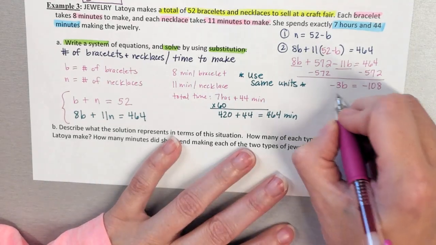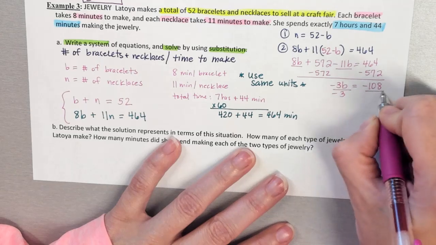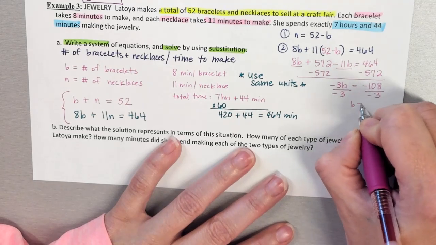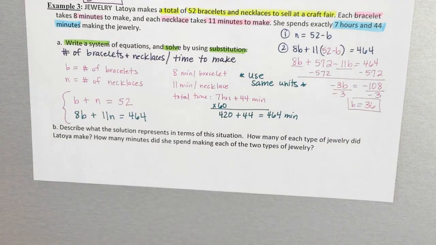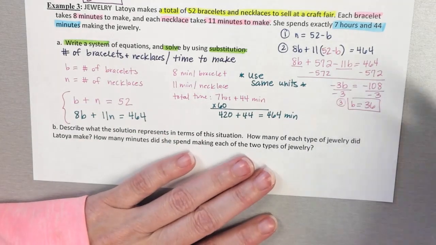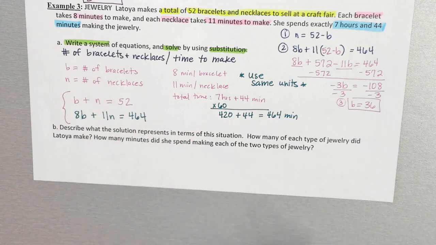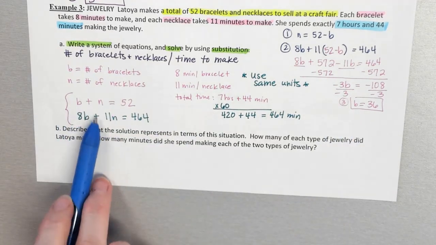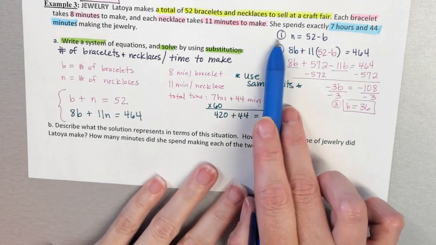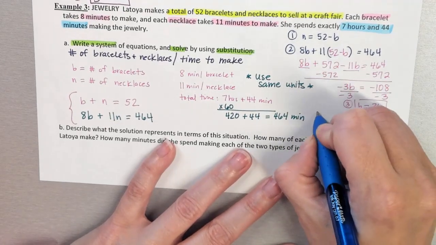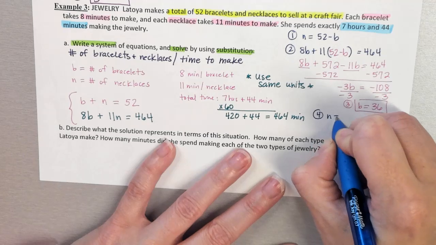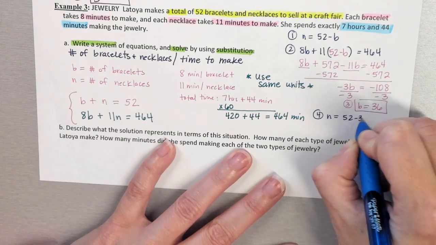Okay, so what do we get for B? Good. All right, and then once you find B, remember I said you can either plug this into one of these equations, or in step 1, this is already solved. So if you want, you can just plug in 36.